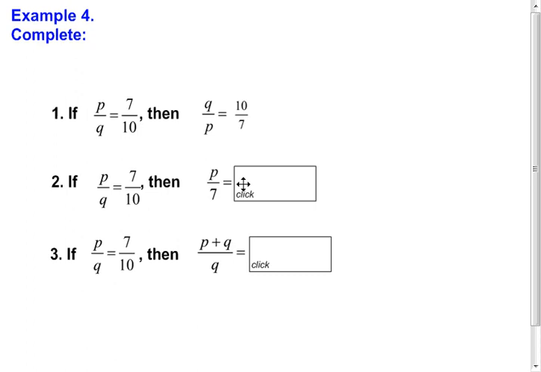This one here, if we do P over 7, we're just switching our means here. P over 7 should equal Q over 10. And it looks like we just added the denominator here. So if we add the denominator to this side, 7 plus 10 over 10, or 17 over 10. If you guys have questions about that third one, we'll talk about it in class.